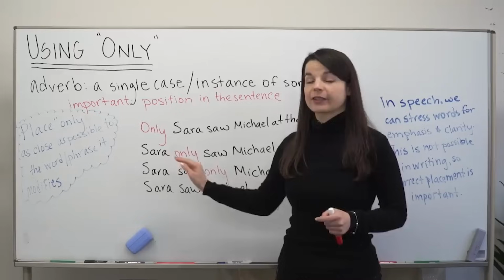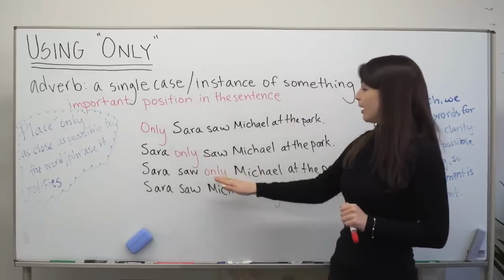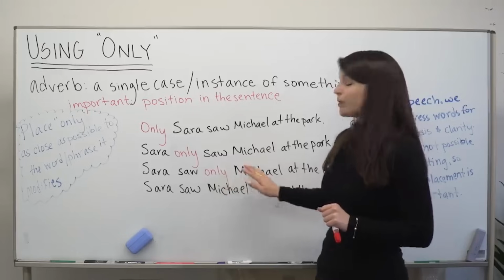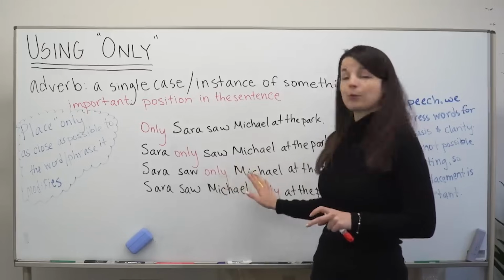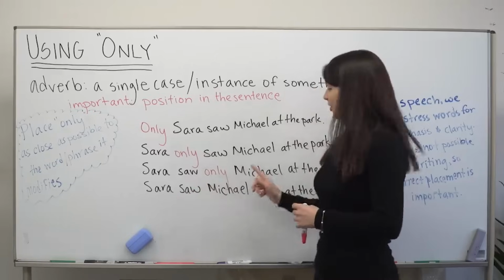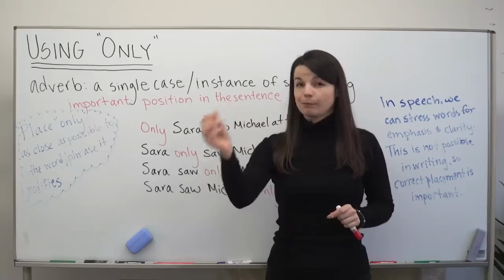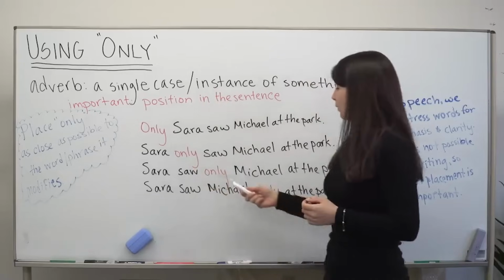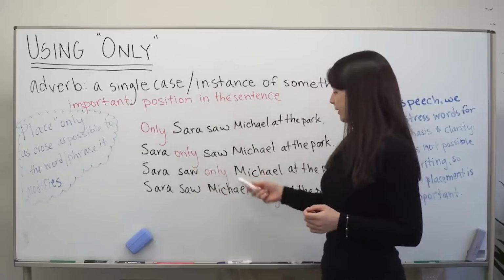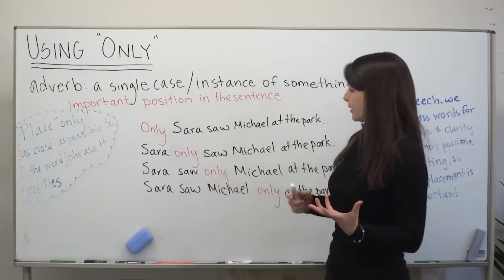It's a little hard to understand exactly what the writer wants to say, but it could mean that there were perhaps no other people at the park that Sarah saw. So she went to the park, she saw only Michael. There was only one person, a single person. It was Michael that Sarah saw. So placing only before Michael, in this case, gives us this meaning. All right, one more sentence.